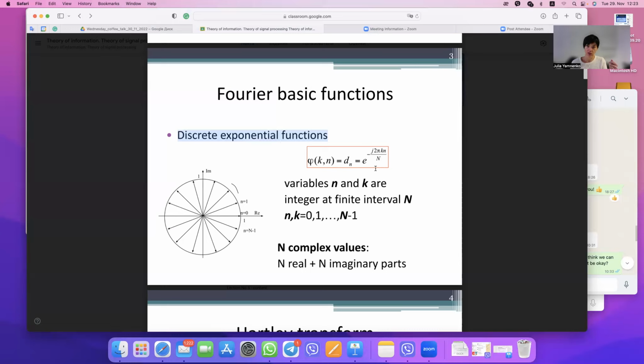So this is a complex value because we have an exponent, and in the power of the exponent we have a complex j. And also we have two variables, n and k, that are integers on a finite interval, so they take values from 0 till capital N minus 1. So totally we have N complex values. And each complex value can be defined by its real and imaginary part. So we have totally N plus N values in order to define the whole set of basic functions of the Fourier transform on the interval N.